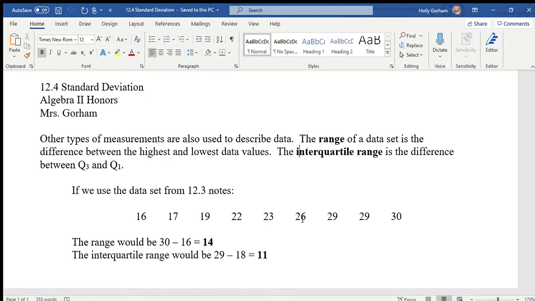The range of a data set is the difference between the highest and lowest values. The interquartile range is the difference between Q3 and Q1. Those are the quartiles that we talked about in the last section.